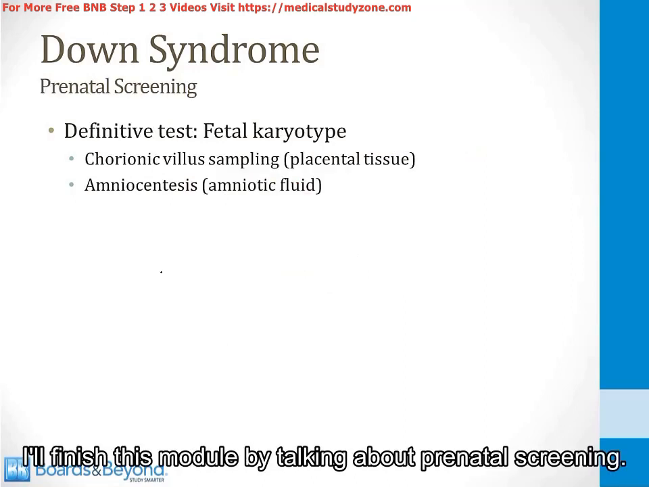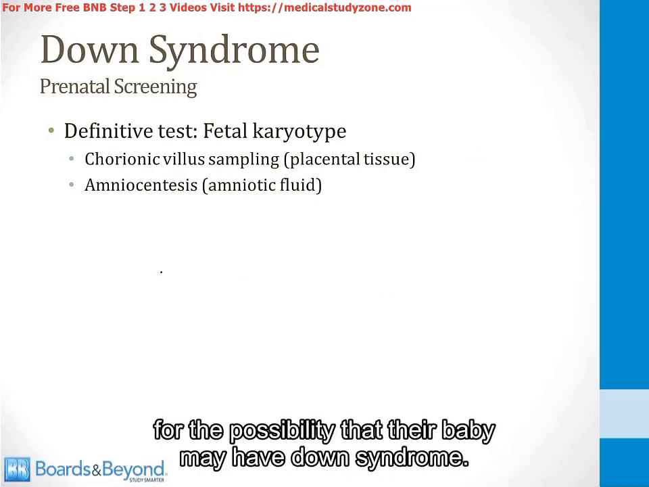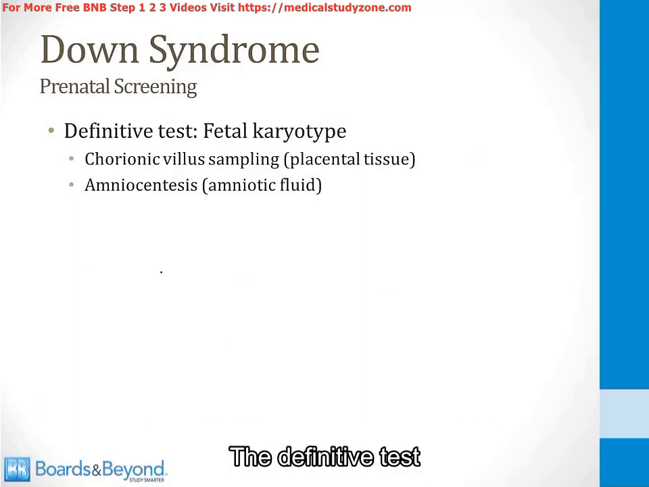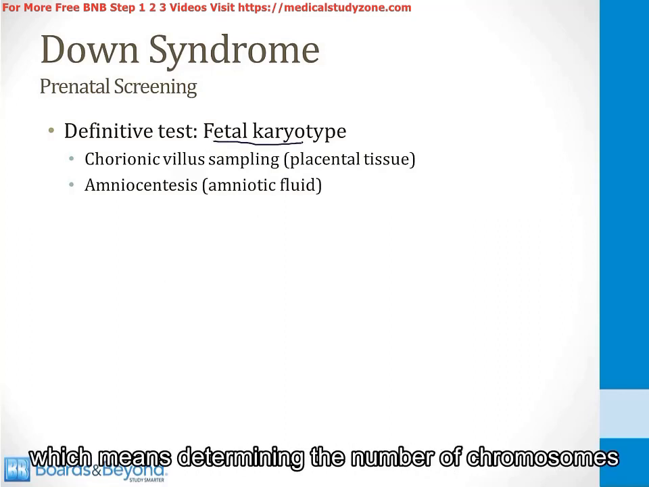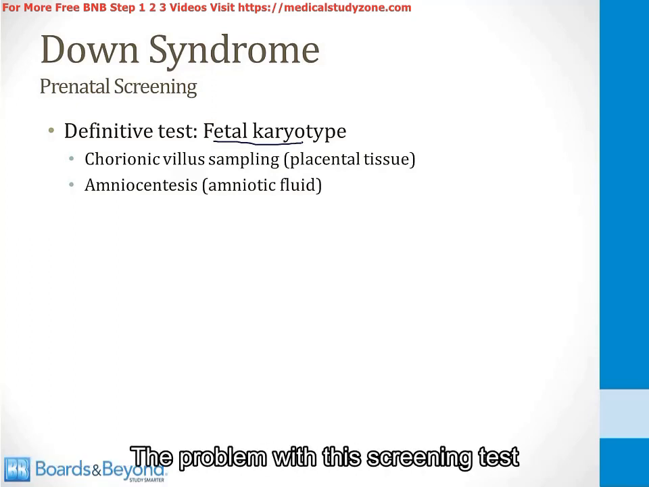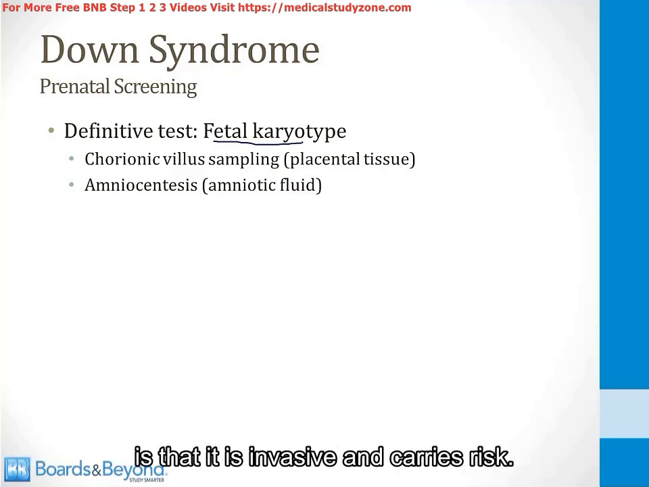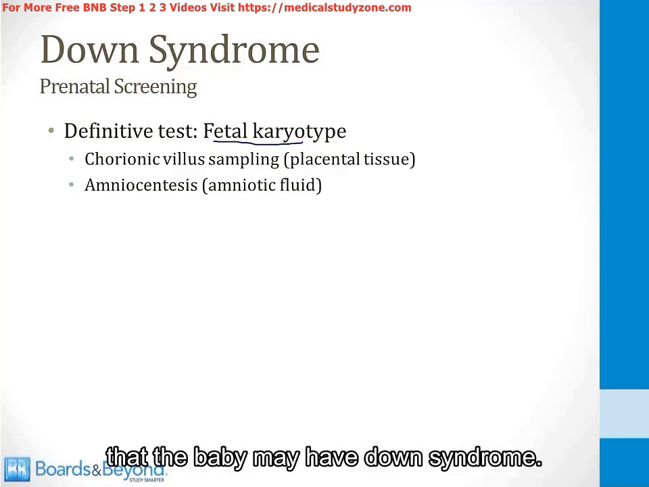I'll finish this module by talking about prenatal screening. In other words, ways to screen pregnant women for the possibility that their baby may have Down syndrome. The definitive test is to obtain a sample of the fetal cells and do a fetal karyotype, which means determining the number of chromosomes in the baby. The problem with this screening test is that it is invasive and carries risk, so you only want to do it when there is a high probability that the baby may have Down syndrome.